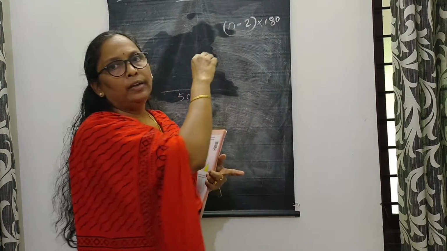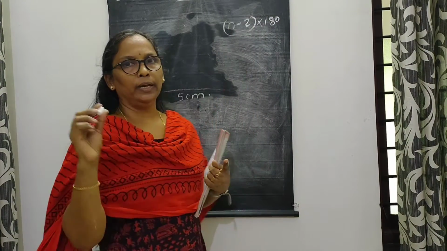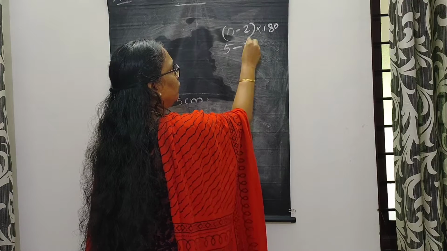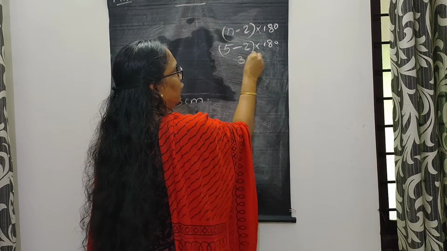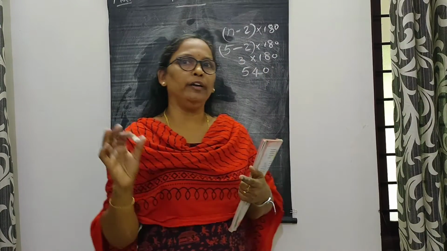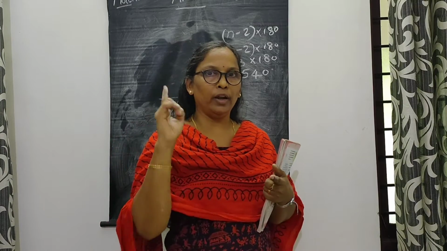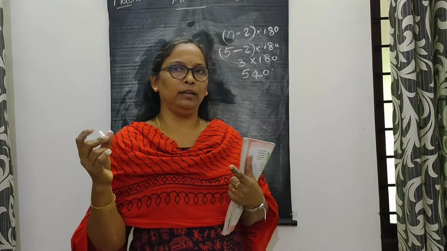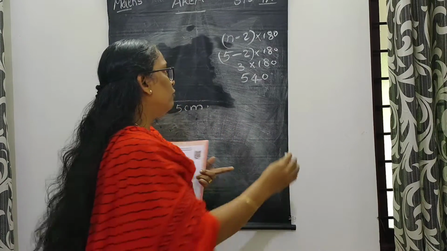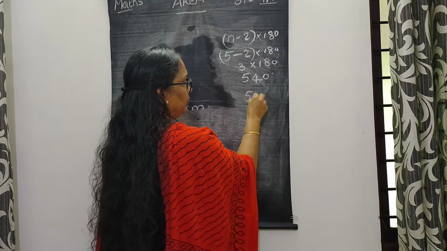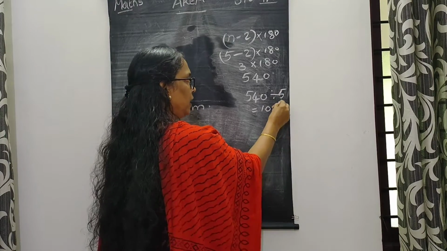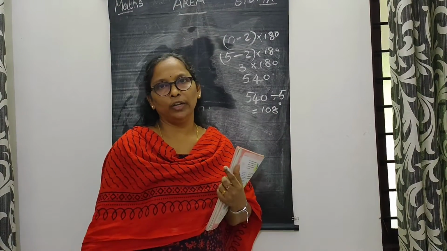N means it is the number of sides of the polygon. So here pentagon means it is 5 sides. So 5 minus 2 into 180. That is 3 into 180, which is equal to 540. So sum of 5 angles is 540. So what will be one angle? What is the measure of each angle? So 5 angles are here. Total is 540. So one angle is 540 divided by 5. It is equal to 108. So each angle in a regular pentagon is 108 degree.